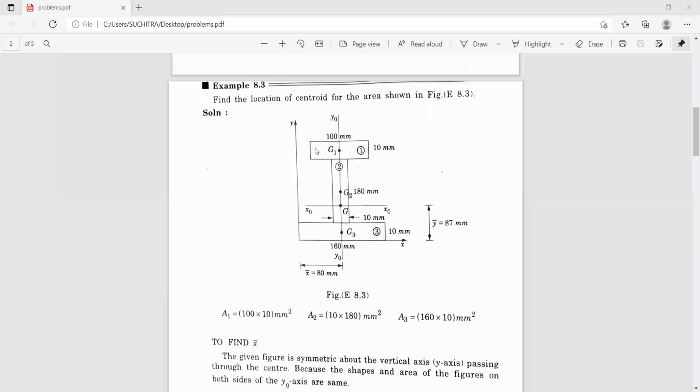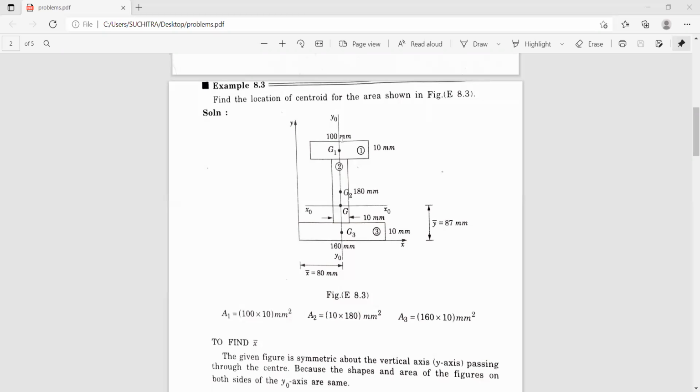Now, x1 is measured from this point to this point. Correct? x1 is the coordinate distance from the y-axis to the center of this figure, and x2 is the coordinate distance from this y-axis to the center of this figure, and x3 is the coordinate distance from this point to the center of this figure.